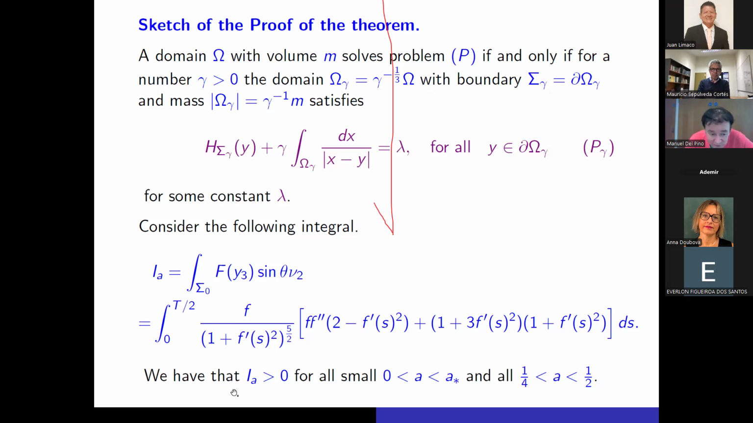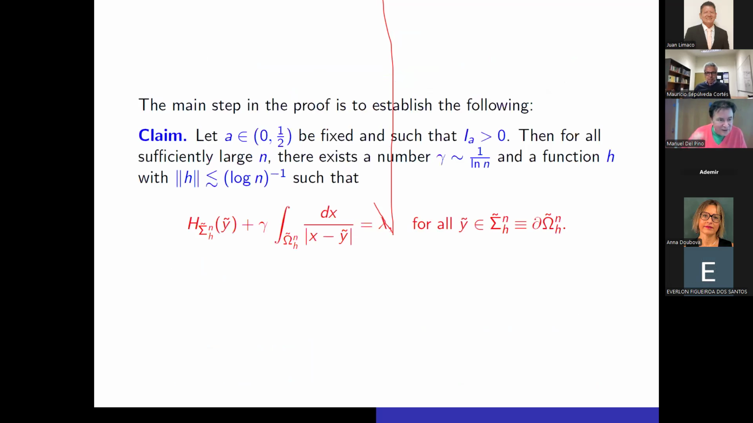Something that I can tell you: this quantity is positive when a is small, and also if a is close to 1/2, the cylinder. However, it's also positive as long as it's bigger than 1/4. The truth is that we believe that this quantity is positive all the way. However, we honestly didn't prove it, okay? And however, we do believe that. It probably could be done using some good numerical approach, but we were not able to find it.